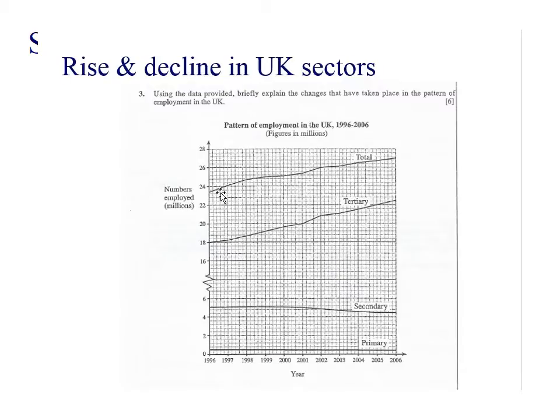The numbers of people employed in the economy overall have increased, so either population growth or immigration, or a mix of the two. But we can see the greatest increases in the tertiary sector. Secondary sector, we've had a slight decline in the number of people employed, and the primary sector, it's kind of stayed stable, but it's obviously a very small amount of people employed in that sector.